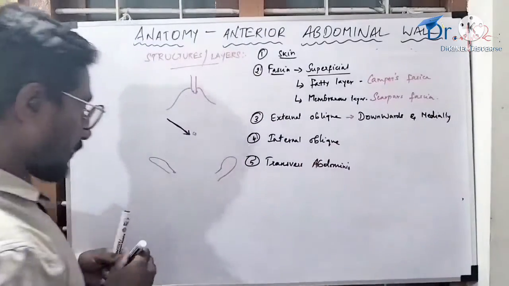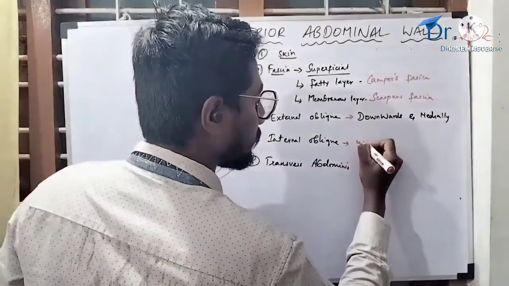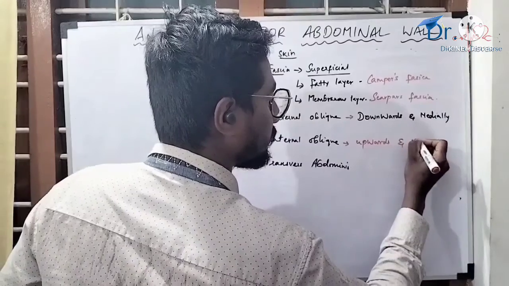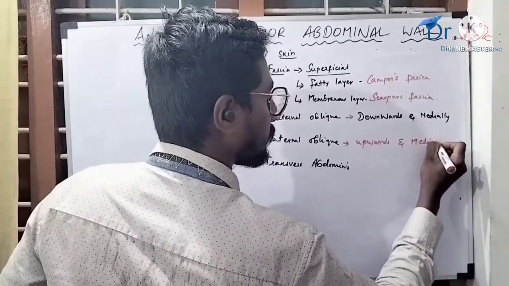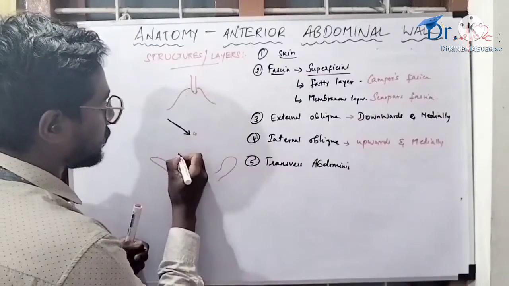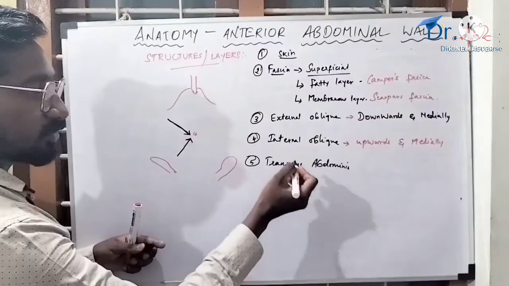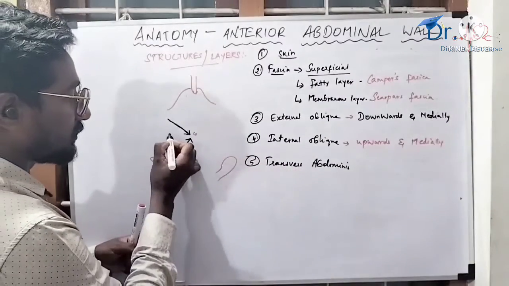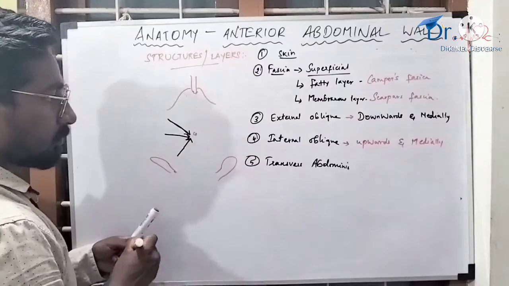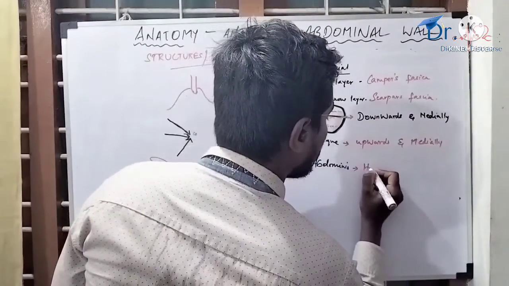And the internal oblique muscle actually runs upwards and medially. So the internal oblique runs upwards medially. And coming to the transverse abdominis muscle, it runs horizontally.